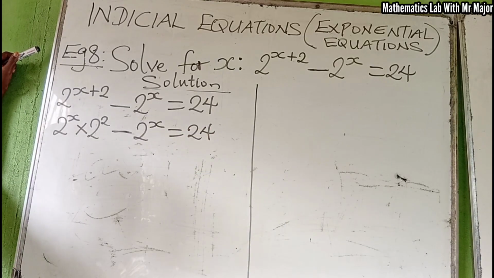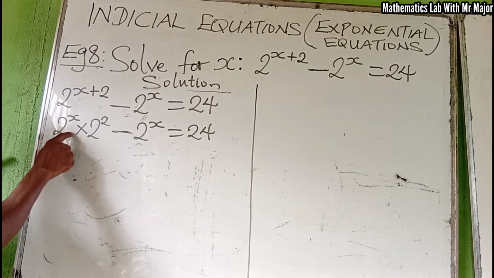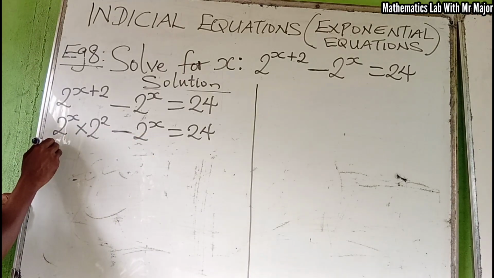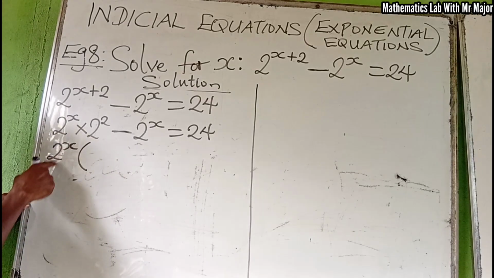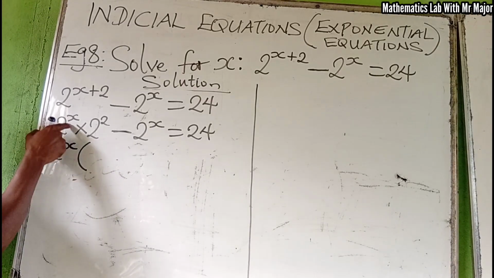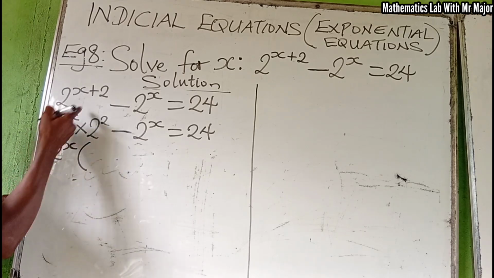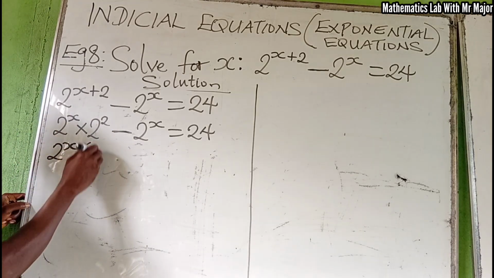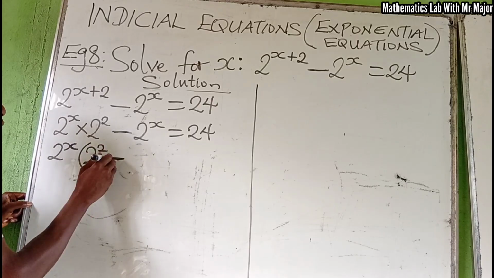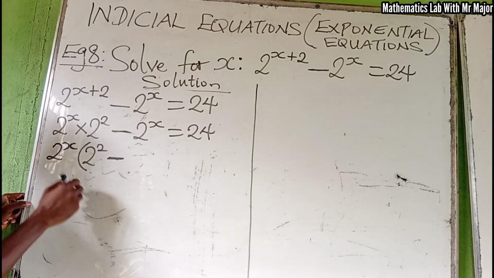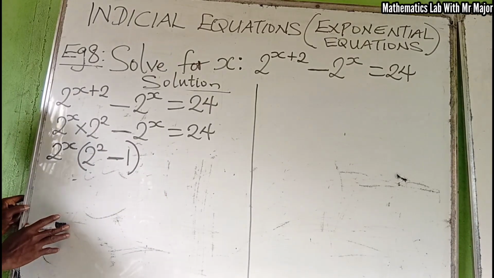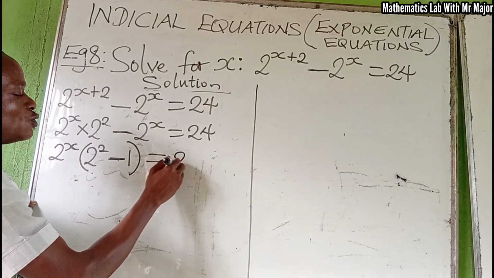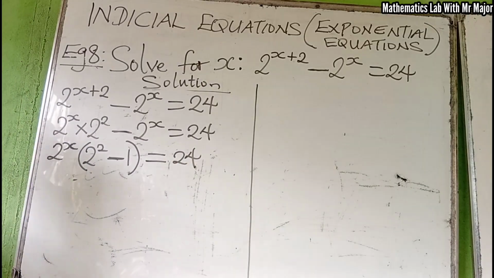The next thing we are going to do is to factorize. So let us factorize. 2 raised to the power x is here and 2 raised to the power x is also here. So we bring it out to factorize 2 raised to the power x. Then what we'll be having left here, 2 raised to the power x divided by the whole of this. That means 2 raised to the power x cancels 2 raised to the power x. We are left with 2 raised to the power 2 minus, then 2 raised to the power x divided by 2 raised to the power x will give you 1. So we have 2 raised to the power x into bracket 2 raised to the power 2 minus 1 equal to 24.